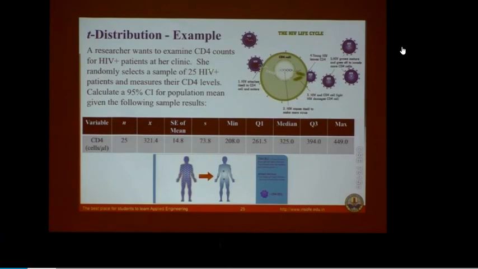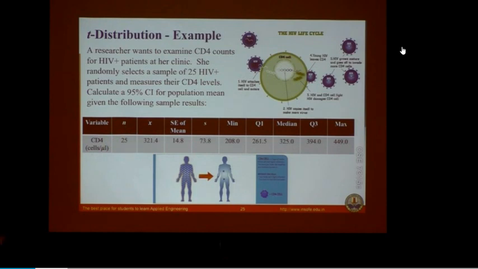So she took 25 HIV positive patients at her clinic and she measured the CD4 levels for each of them in cells per microliter. So that's what it is. Now we want to calculate a 95% confidence interval for the mean of the entire population. What would be the population here? All HIV positive patients. Whatever the sample is, age, gender, everything covered there properly. That's the population.